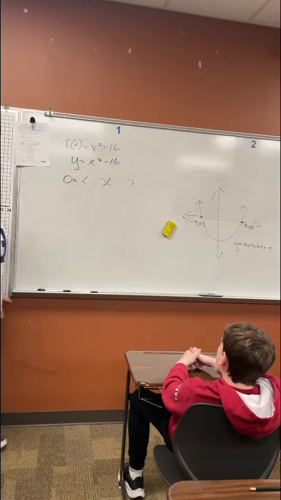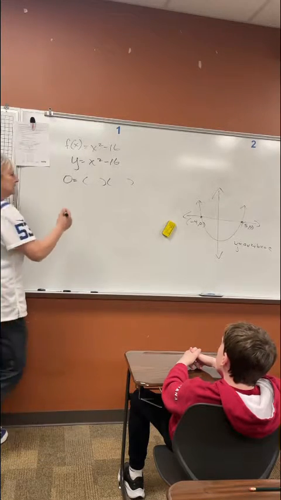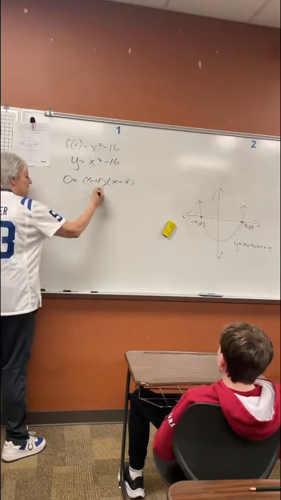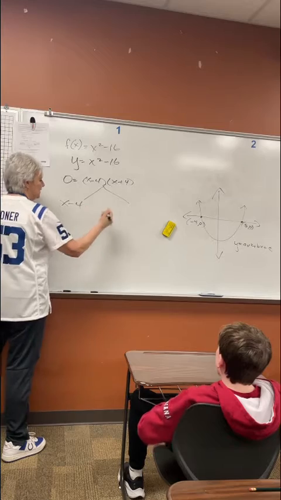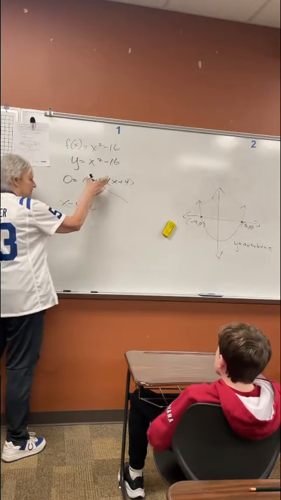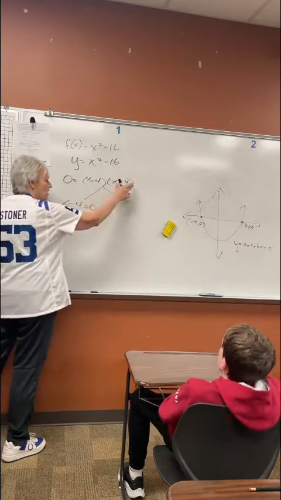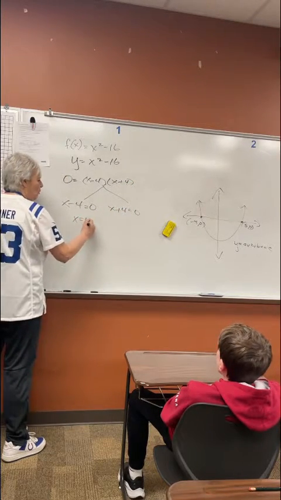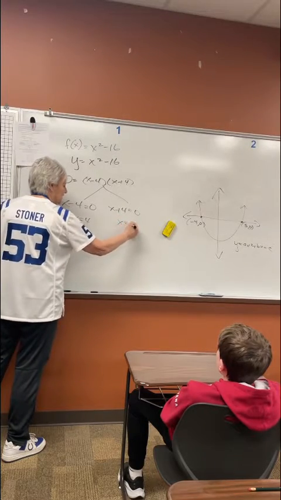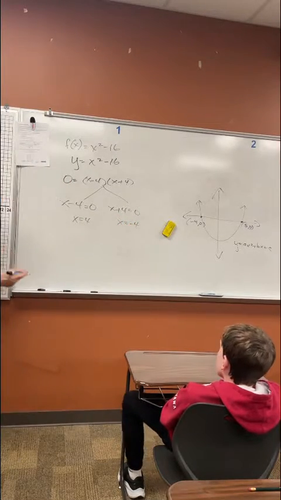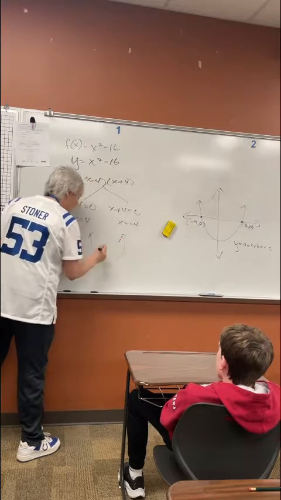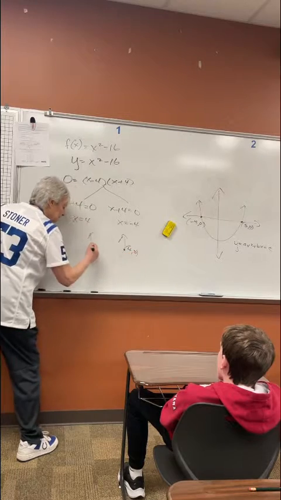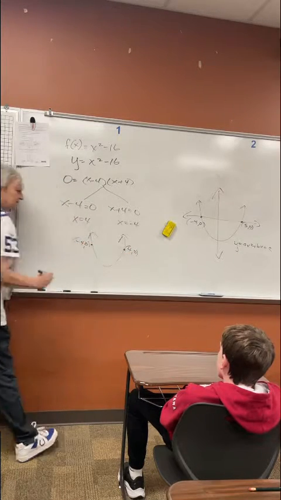What does this come out to? X minus 4, x plus 4. Then we split it up: this equals 0 or this equals 0. Now you can do this in your head. X is 4, x is -4. That means you have a parabola that crosses at (4, 0) and (-4, 0).